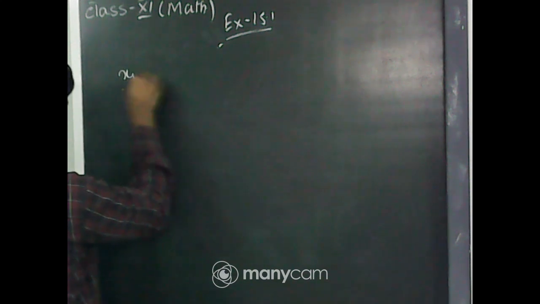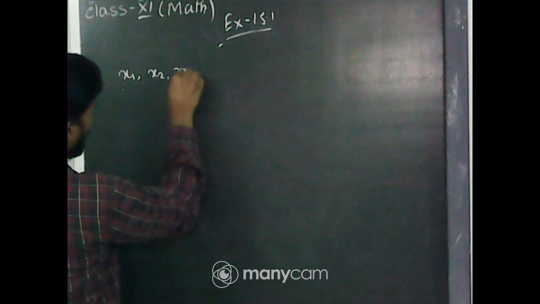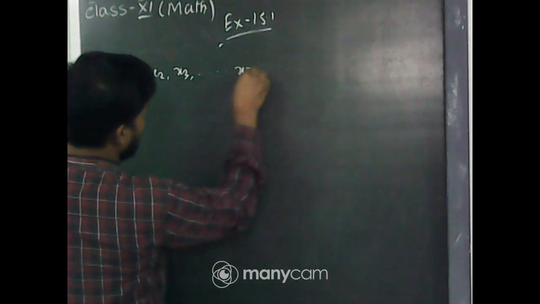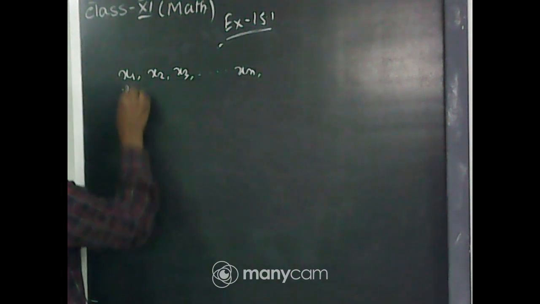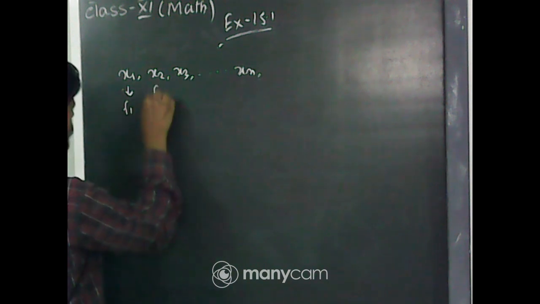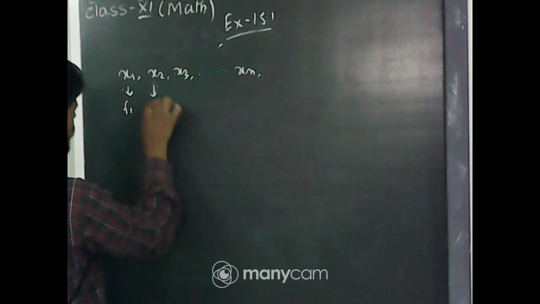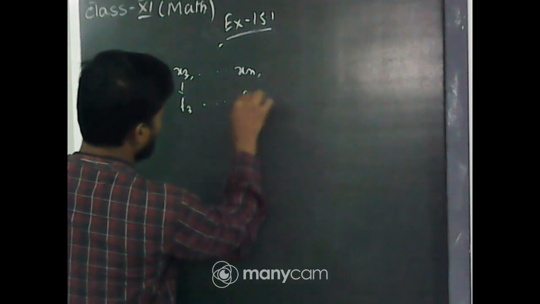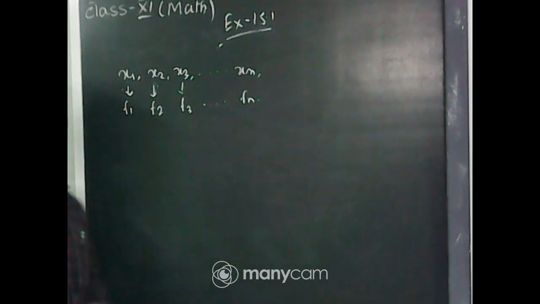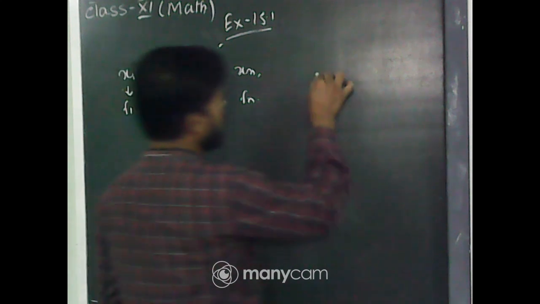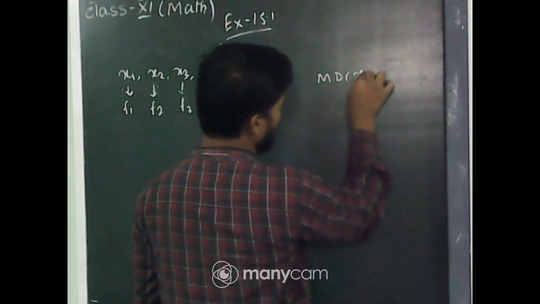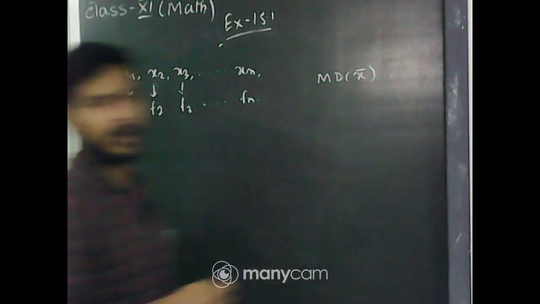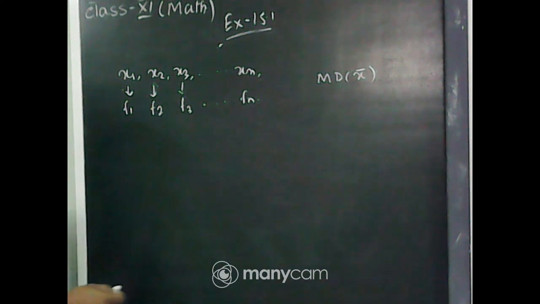Suppose there are n data x1, x2, x3, up to xn, and the corresponding frequencies are f1, f2, f3, up to fn. So, in that case, if you want to find out the mean deviation of the data from the mean, then how do we find the mean of the data?